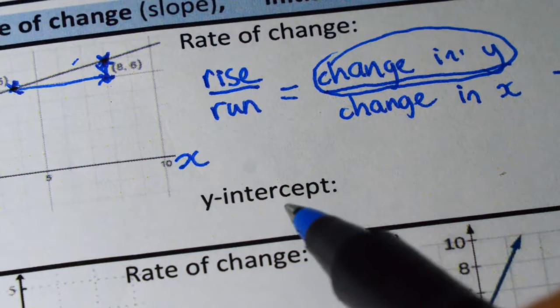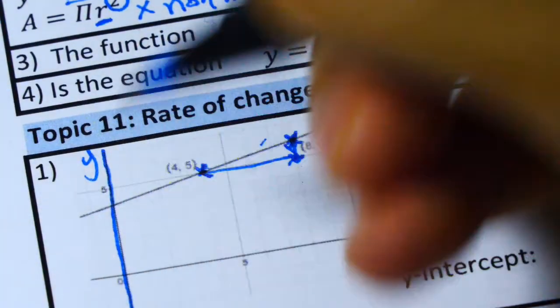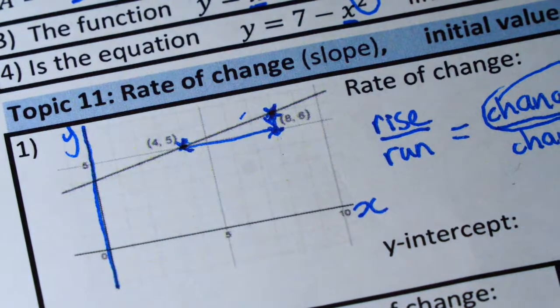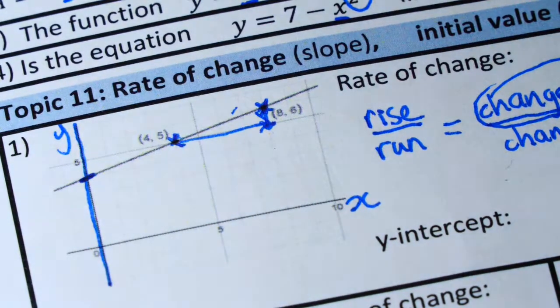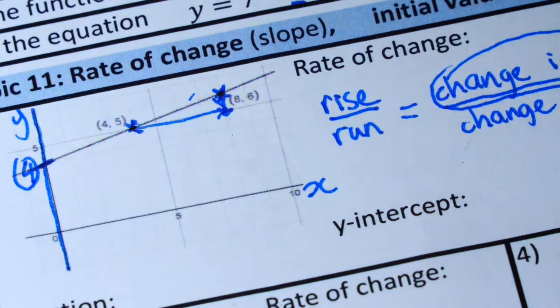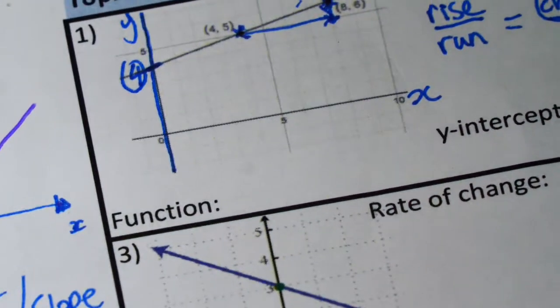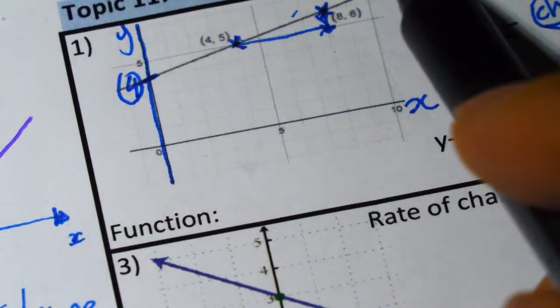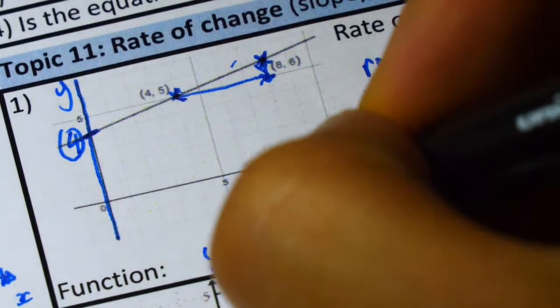The next one is asking for the y-intercept. This is my y line, my y-axis. The y-intercept is where our graph hits the y line. And this number here is 4. So the y-intercept is 4. Now the last thing, we are going to write the function for this graph. So we're going to start with y equals.